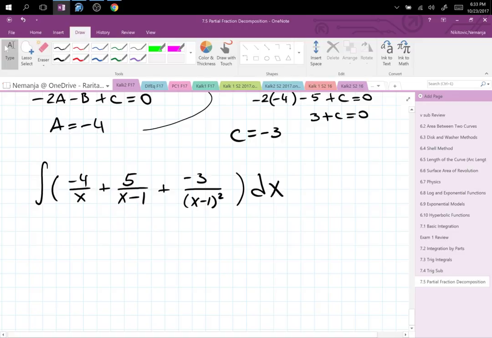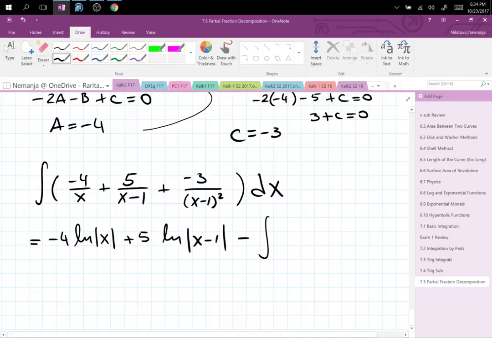The only problematic term, somewhat, is this one. The rest are basics. We have negative 4 ln of x plus 5 ln absolute x minus 1, and then finally minus 3 times the integral of dx over x minus 1 squared. What should I do here to solve the last one?